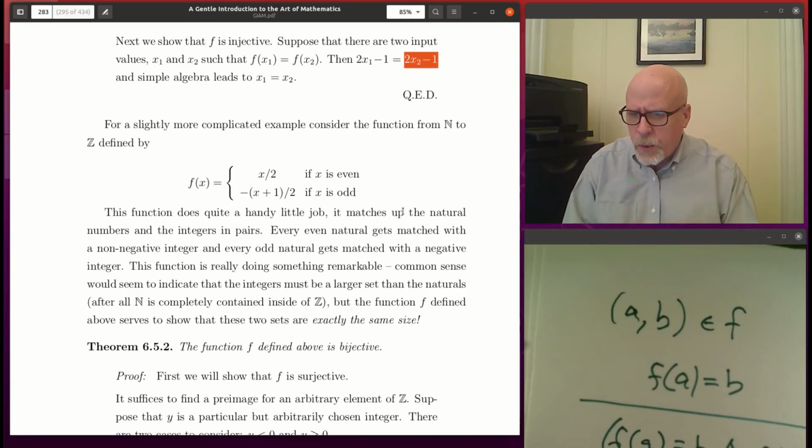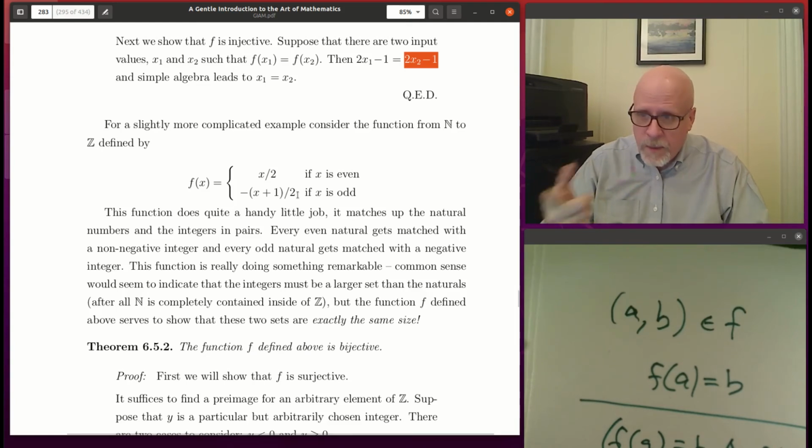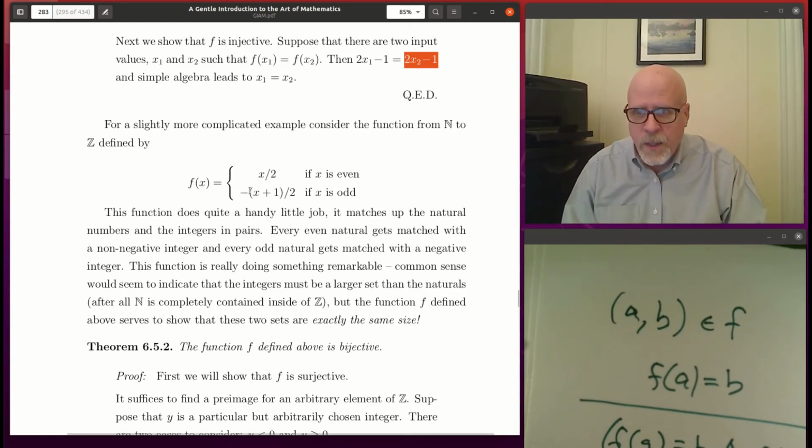So what does the function do here? It's defined in cases. If you have an even number, you just cut it in half. And if you have an odd number, you do this to it. You add one, so then that'll be even. Divide by two, that'll be smaller, but then a minus sign. You end up sending the odd numbers to negatives and the even numbers stay in the positives. But at a high level, what it does is match the naturals and the integers up in a pairwise perfect matching.